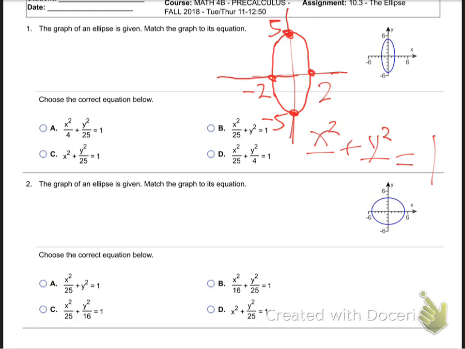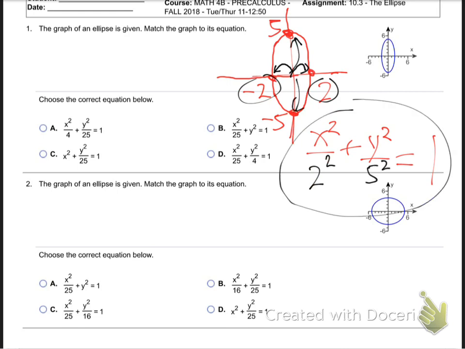And so how far right and left? Well, 2 and negative 2. So under x has got to go 2 squared, because that's right left. Under y is up down, so that's 5 squared. There's the formula. So which one is that? A. Yeah, looks like A, doesn't it? Good so far? Because A is going to be bigger than B.